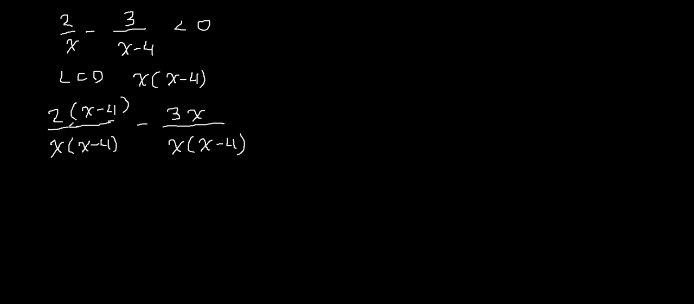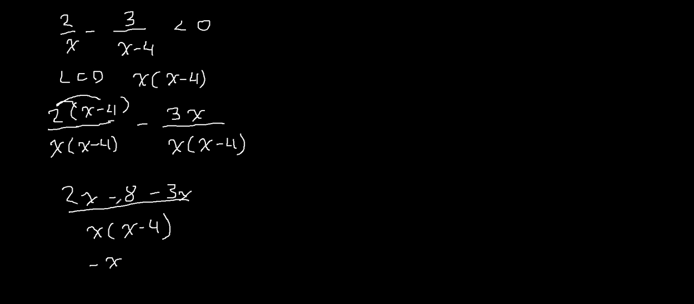Okay, so if we put this in the same denominator and expand this out, that's 2x minus 8 minus 3x all over x times x minus 4. And if we simplify that further, 2x minus 3x is negative x, and minus 8, over x times x minus 4. Now this is less than 0.